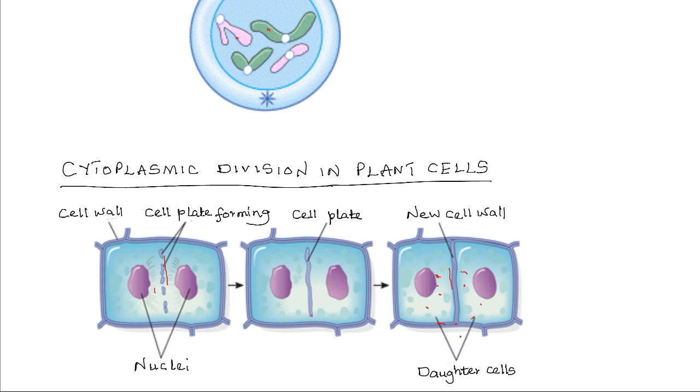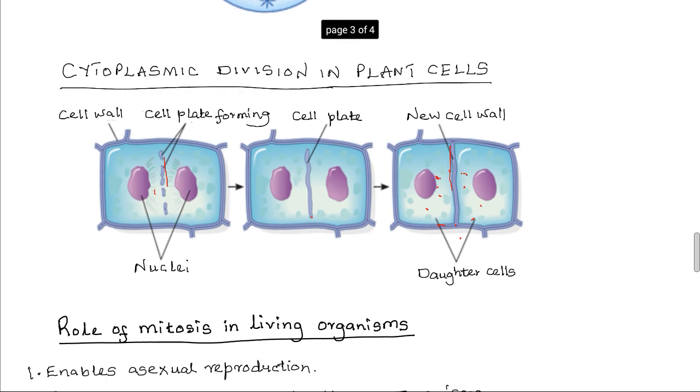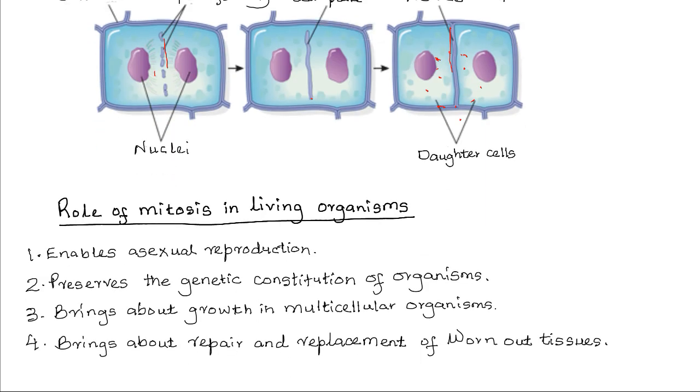So in plant cells, there is no constriction of the cell membrane. Instead, there is the formation of a cell plate that grows and extends outward to completely separate the two nuclei into separate daughter cells. Now, mitosis plays a very important role in living organisms. So these are the roles that are played by mitosis in living organisms.